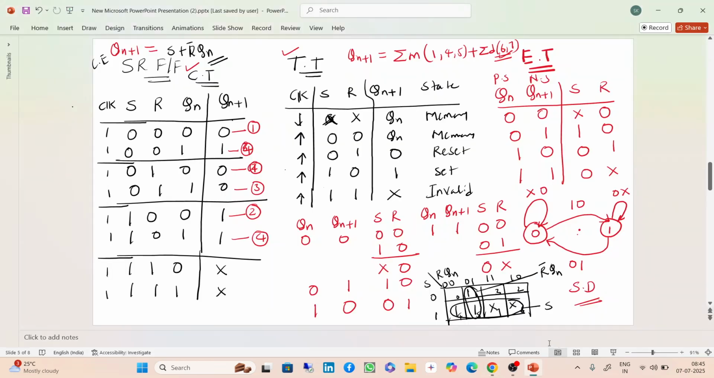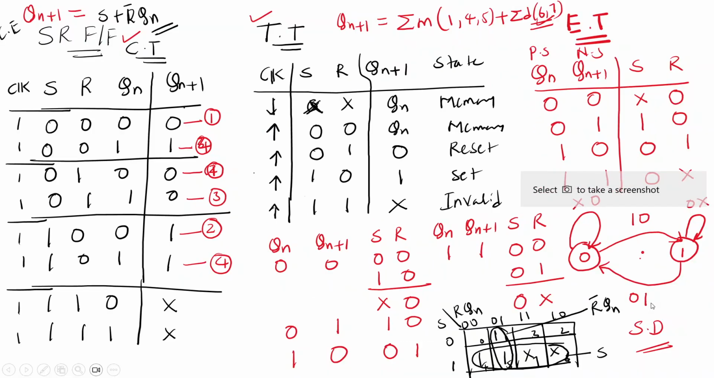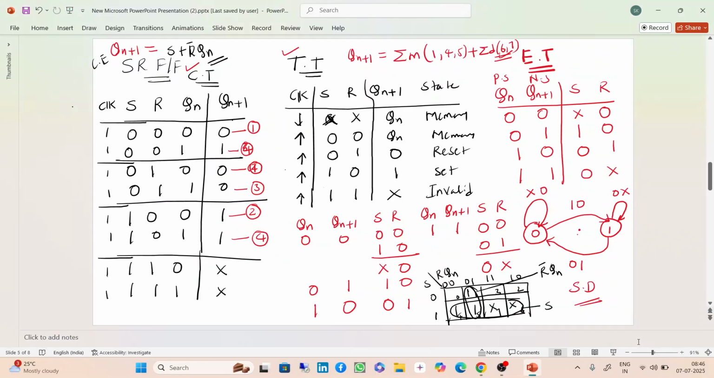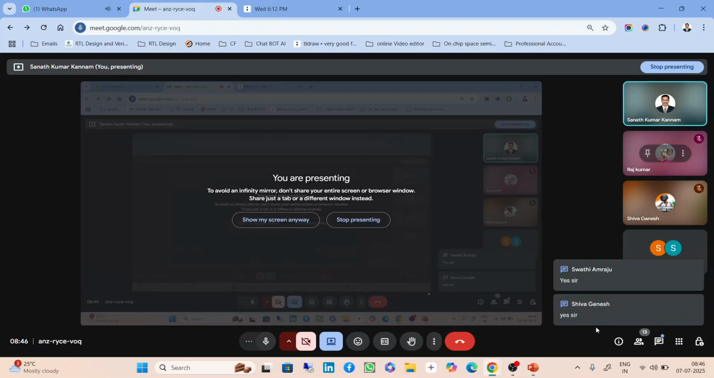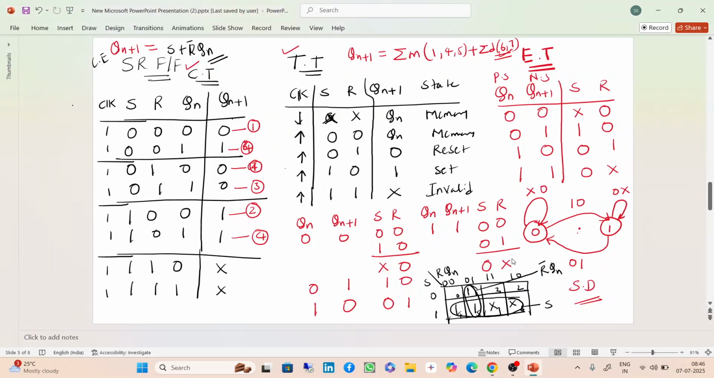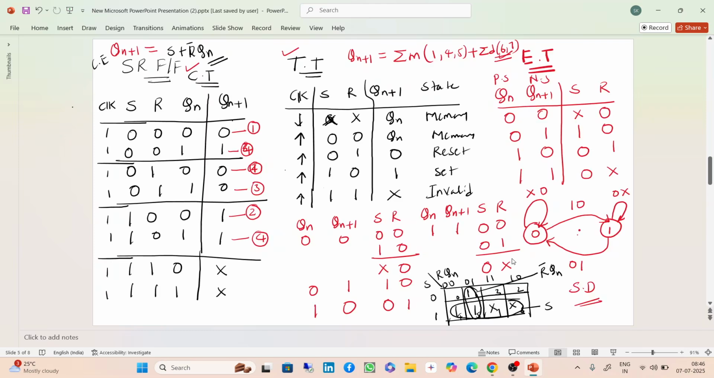Yeah, completed. Your response? Suppose I want to draw for the T flip flop. Not T flip flop. From the SR flip flop, which flip flop will you get? D flip flop, no? Okay, so D flip flop you will get.